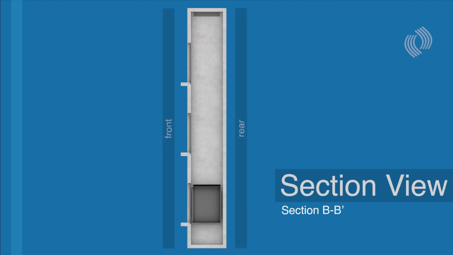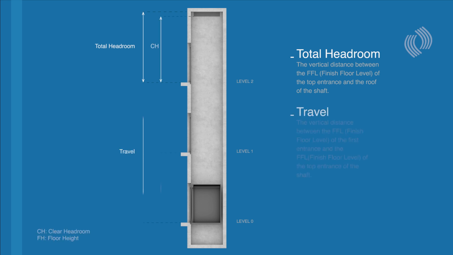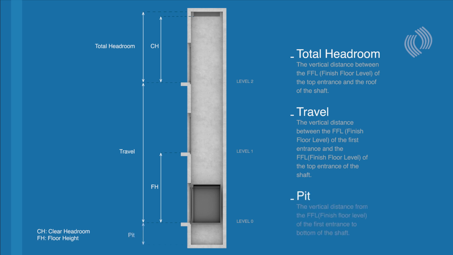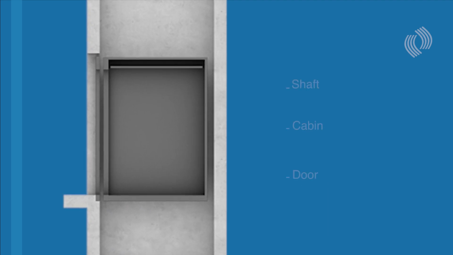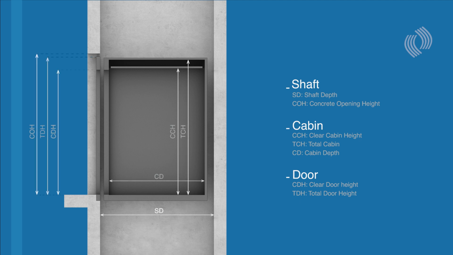Let us now check the section view and the measurements we will use to create accurate drawings. On this 3D, you see the total headroom, which is the vertical distance between the finished floor level of the top entrance and the roof of the shaft. You also see the travel, which is the vertical distance between the finished floor level of the first entrance and the finished floor level of the top entrance of the shaft. Finally, you see the pit, which is the vertical distance from the finished floor level of the first entrance to the bottom of the shaft. You should be now familiar with the terms we will come across while entering your project's data to produce a one-entrance elevator drawings.